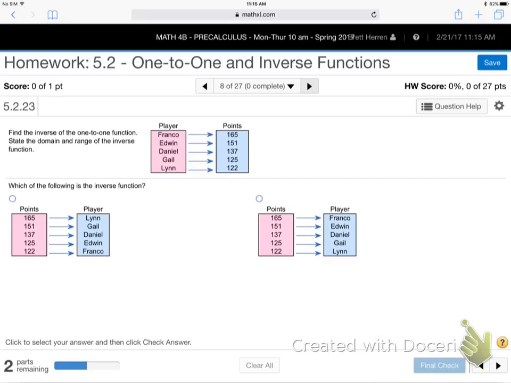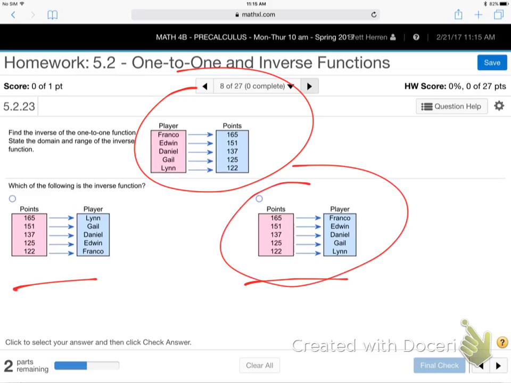All right, so they're asking which one of these two is the inverse function. Which one of those is the inverse function? Yeah, it's this one. So in your mind, it's just an inverting of x and y, an inverting of domain and range. Good?